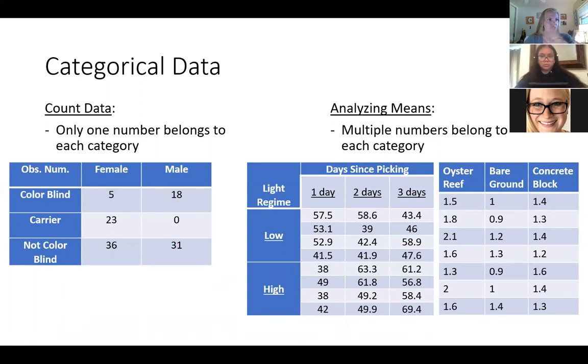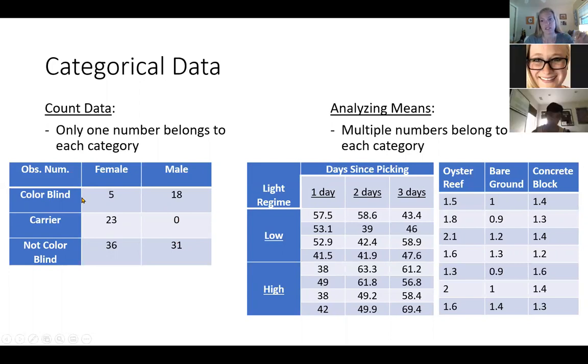Those are all specifically count data, but the best way that we probably want to visualize this data is through a bar graph, because we do have these categories. The best way to separate those and visualize how this data is laid out is through some sort of bar graph. Now we can also have different sorts of variables where you're analyzing means, and you have categories that have multiple numbers belonging to each category.